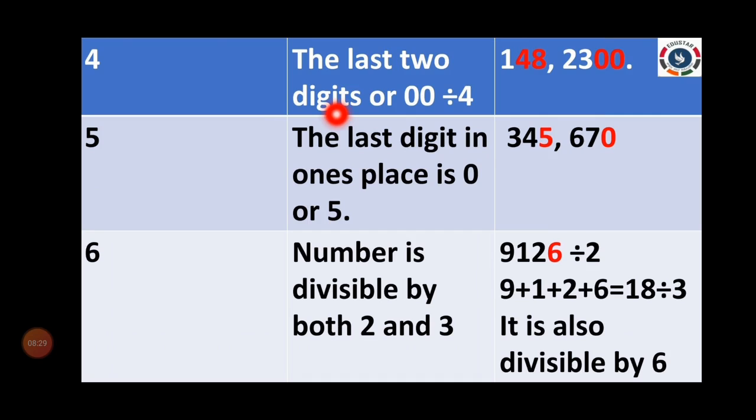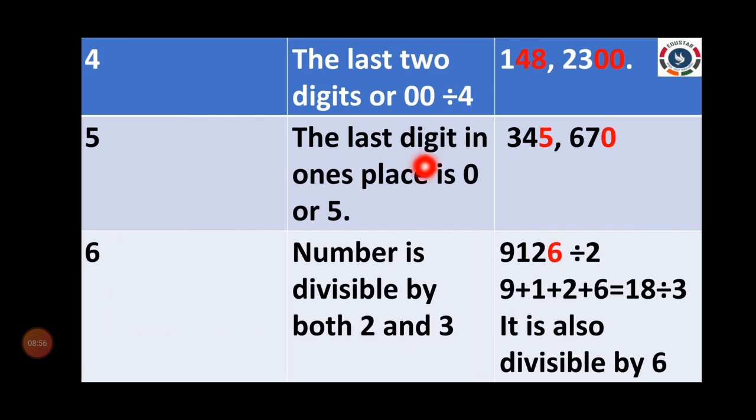Then around 4. For the given number, if the last 2 digits are divisible by 4, or 2 zeros are there, that means it is divisible by 4. For example, 148. The 48 is divisible by 4. It is exactly divisible by the number without leaving a remainder. Okay, so it is divisible by 4. And if the last 2 zeros are there, that is also divisible by 4.